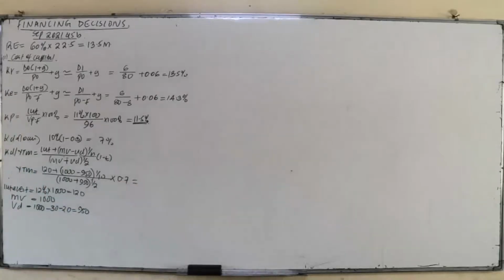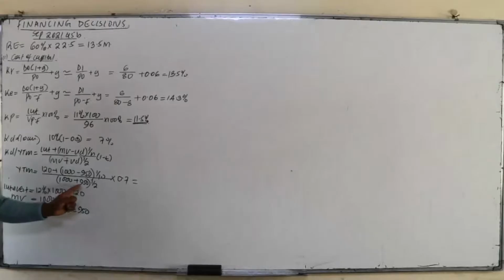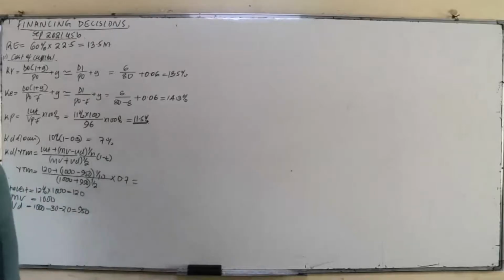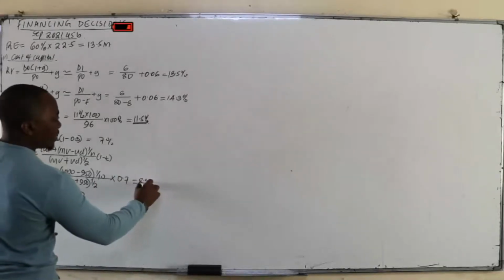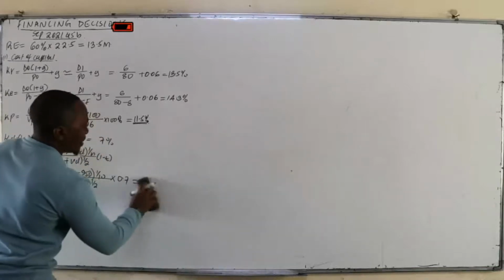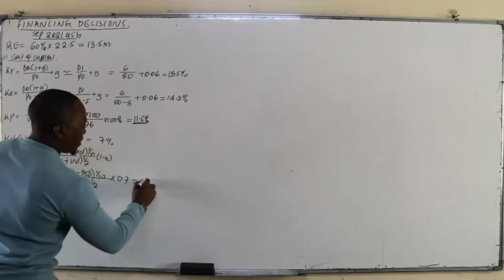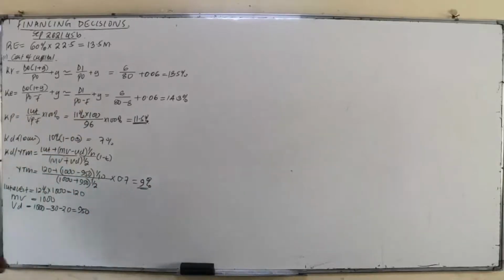Good. So take 1950 divided by 2. 125 divided by the answer, times 0.7, times 100%. You get 0.97, which is approximately 9%. Let's work with 9%. As simple as that.